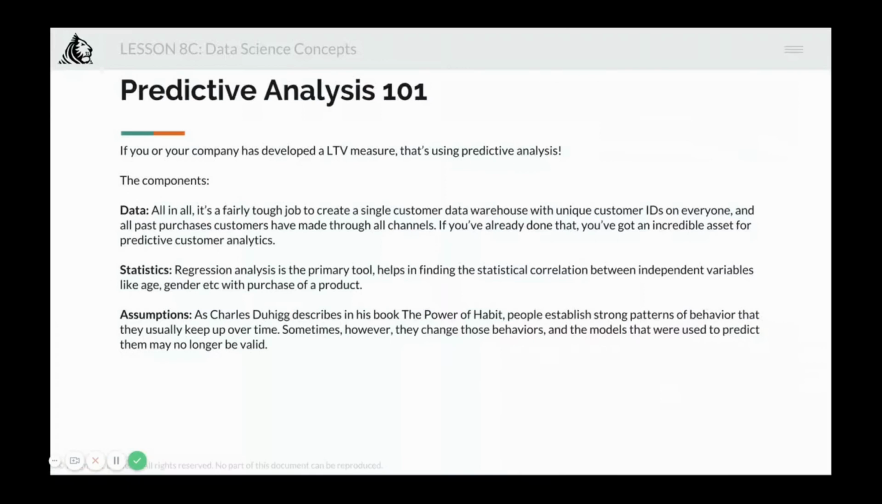As Charles Duhigg, the author of the book The Power of Habit, a must read, describes in his book, people establish strong patterns of behavior that they usually keep up over time. Sometimes, however, they change those behaviors and the models that were used to predict them may no longer be valid. What makes assumptions invalid? The most common reason is time. If your model was created several years ago, it may no longer accurately predict current behavior. The greater the elapsed time, the more likely customer behavior has changed.